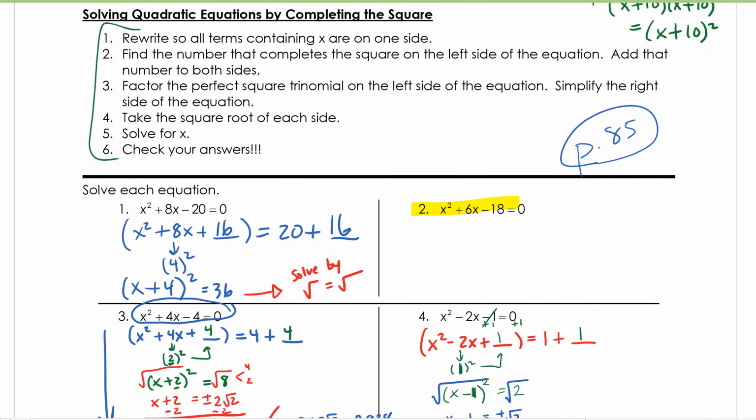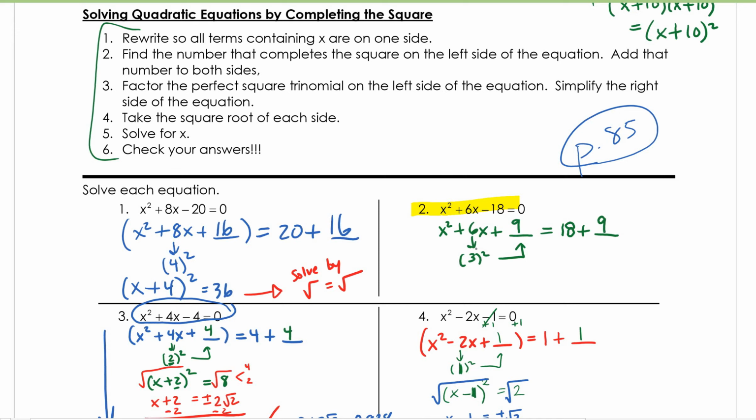So let's go back to number 2. I'm going to take 6 after I leave a blank. So x squared plus 6x plus blank. And I'm going to move that 18 over to the other side. So it's now positive 18 plus blank. Alright, take the 6, cut the 6 in half. That's 3. 3 squared is 9. And I also put a 9 in the other blank.